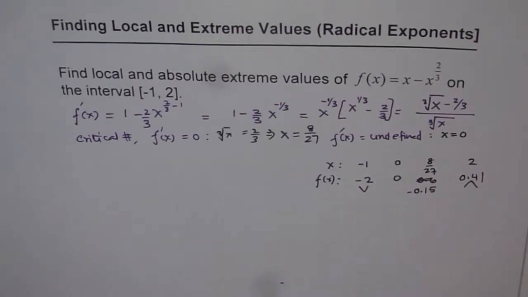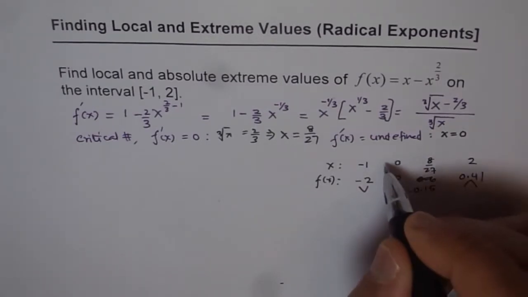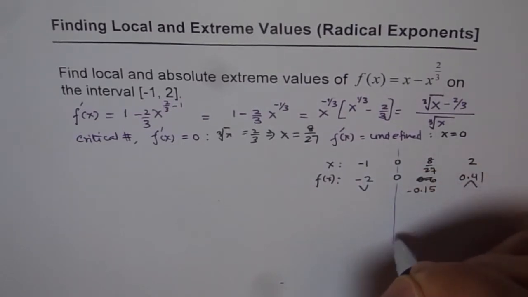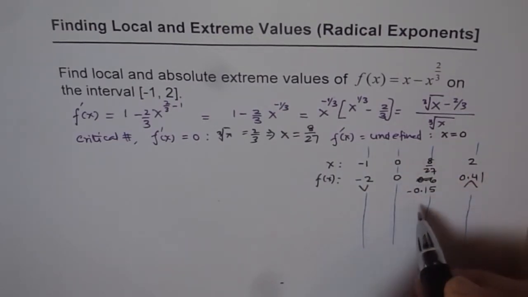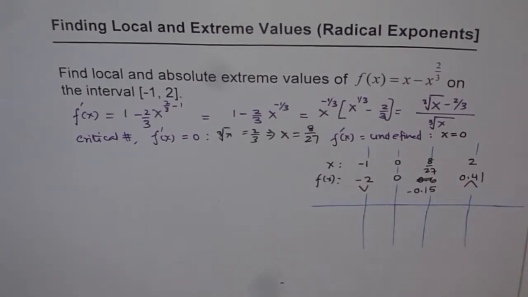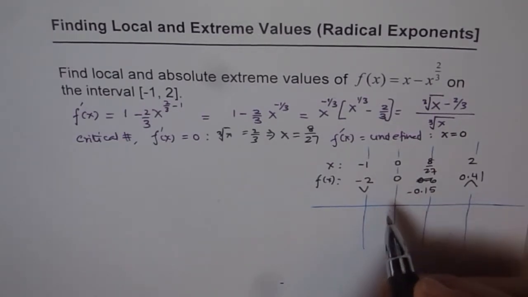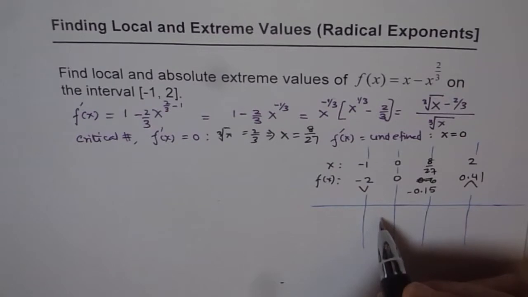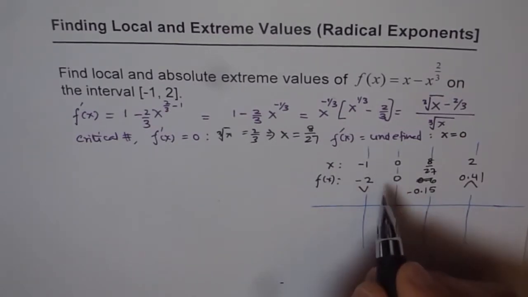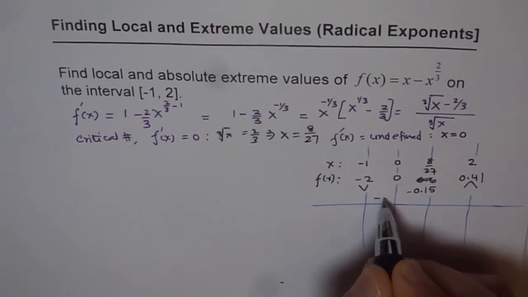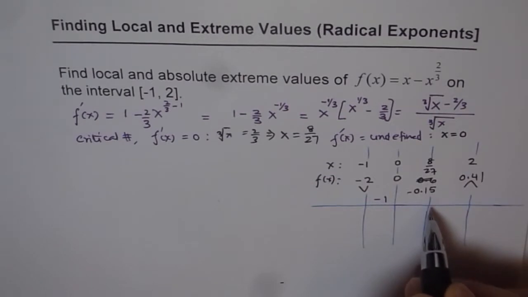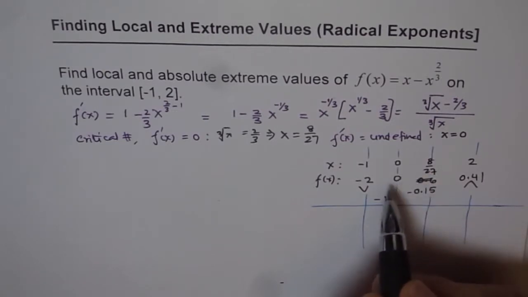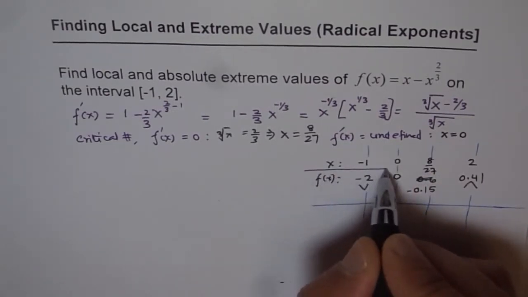Now for the center values, we need to check whether they are maximum or minimum. These points actually divide our interval into different intervals. We will test the rate of change at test points to see whether the function is increasing or decreasing. So let's take a point which is between minus 1 and 0. So the test point could be minus 1. And between 0 and 8 over 27, the value is negative, so I should have written it on. Now we are testing between the, okay, sorry, these are the points.